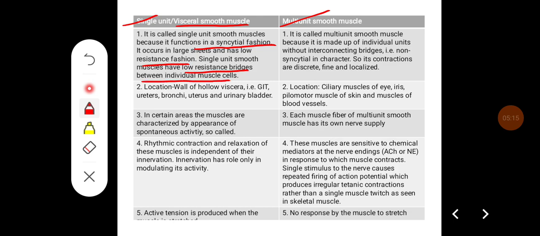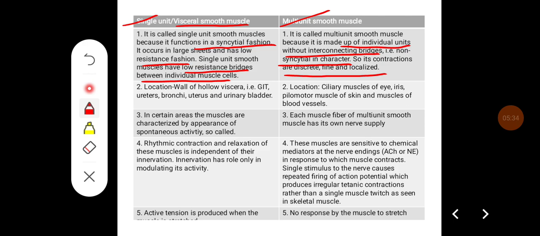Whereas multi unit, they are called multi unit because they are made up of individual units without interconnecting bridges, that is non syncytial in character. So its contractions are discrete, fine, and they are localized.